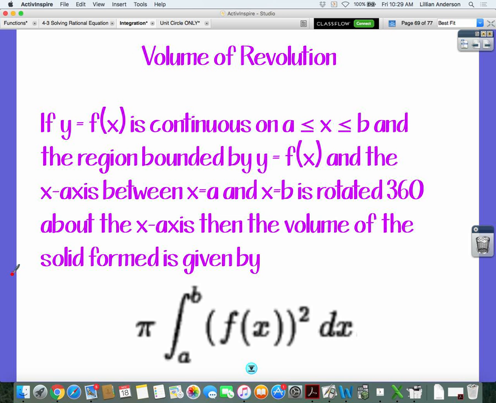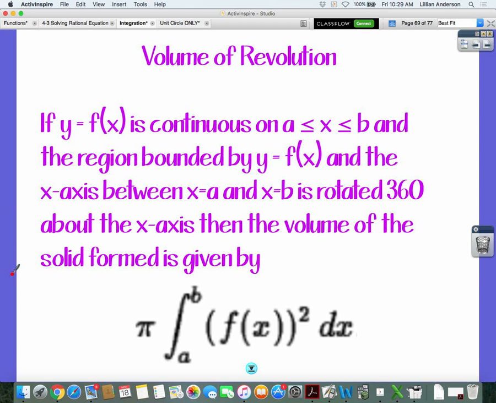So if y equals f of x is continuous on an interval from a to b, and the region bounded by the function and the x-axis is rotated 360 degrees, then the volume of the solid is given by this equation here. So basically you have a function and the x-axis, that space in between, you're taking and rotating around the x-axis continually to form a type of solid. And then you're going to determine the volume of that solid by using this formula right here. Very simple.